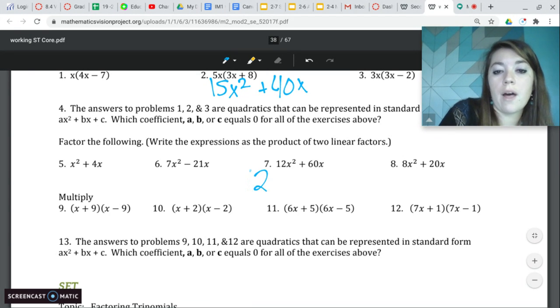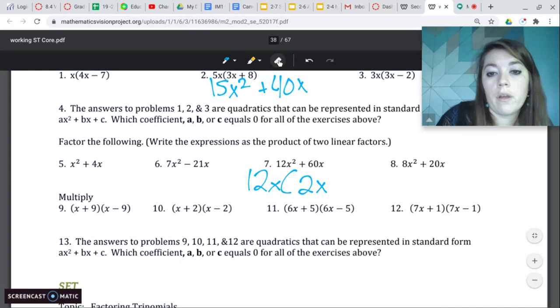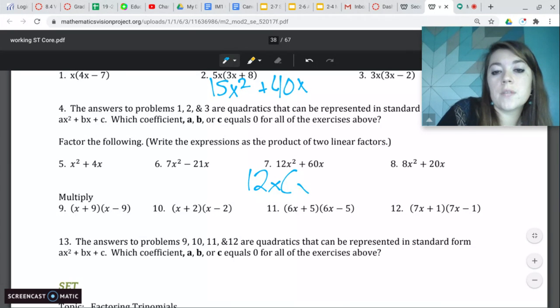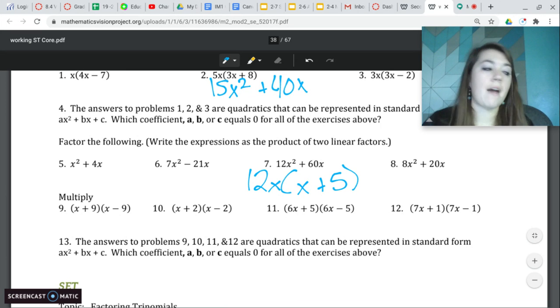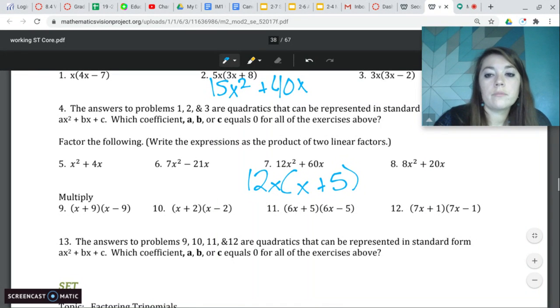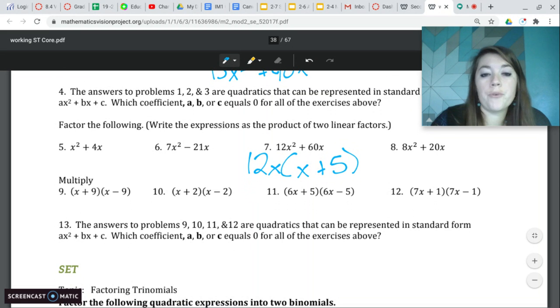So we can write this as 12x times... oops, not 2x. Thinking we were taking out the 6, times x plus 5. 5 times 12 does give us 60. So there is our factored form. That's just factoring them. That's what you're doing on 5 through 8.